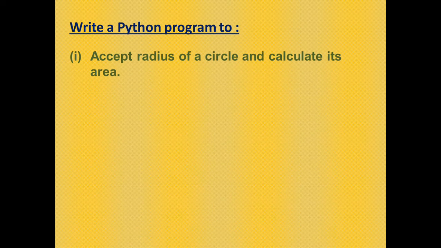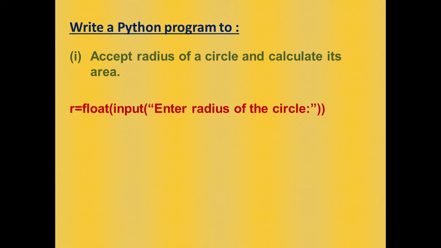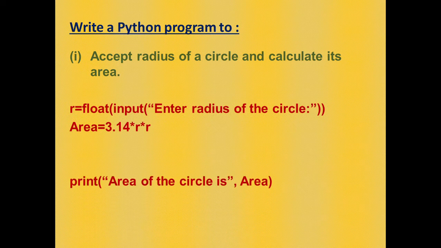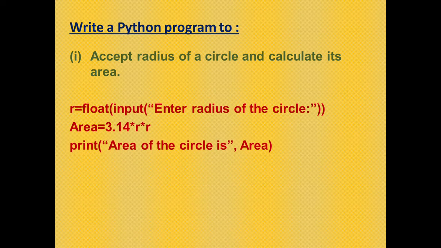And we shall try to write some Python programs for the given question. A simple question: accept the radius of a circle and calculate its area. I hope you all know the formula for area of a circle. It is pi r square. To get the radius of the circle from the user, we are writing this statement. And after that, the calculation part, the value of pi is 3.14, so that is directly used here. And in the next line, we are printing the area.